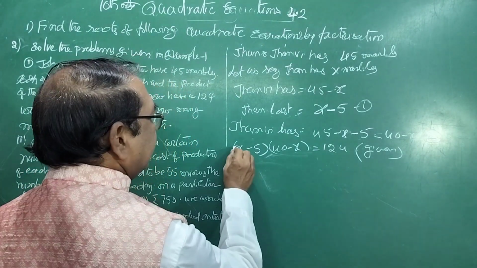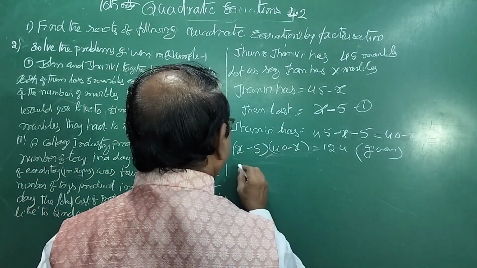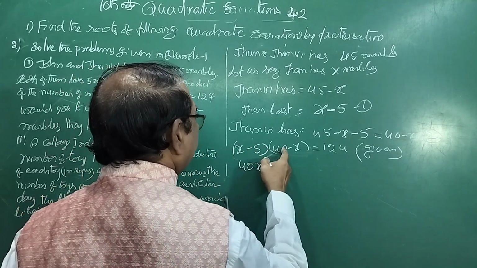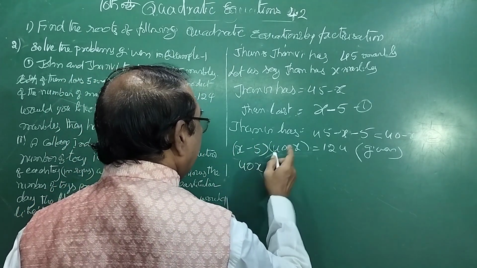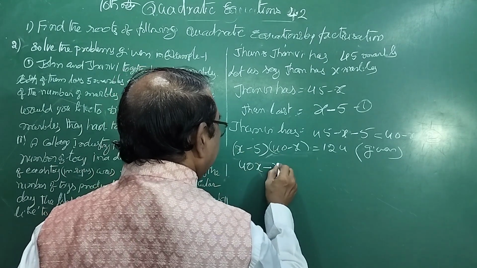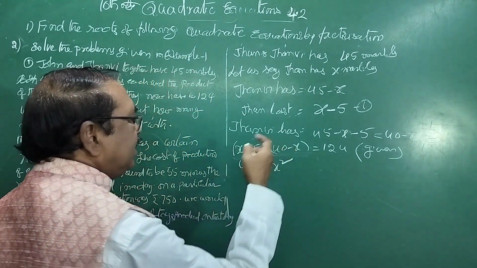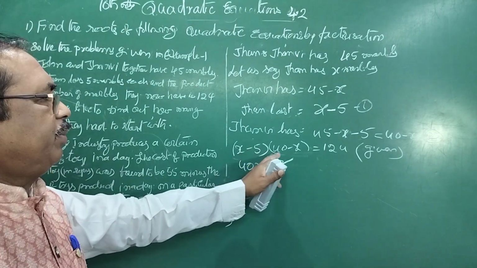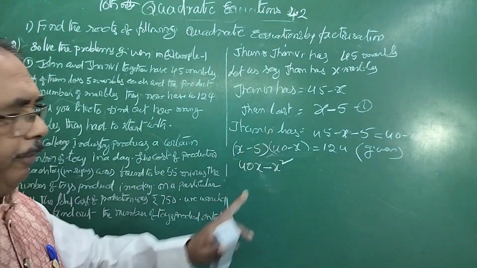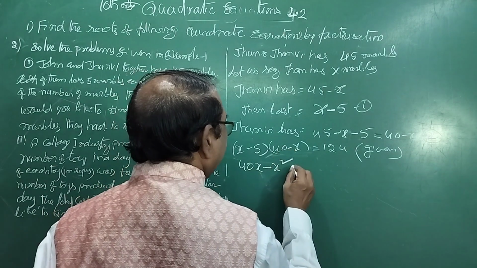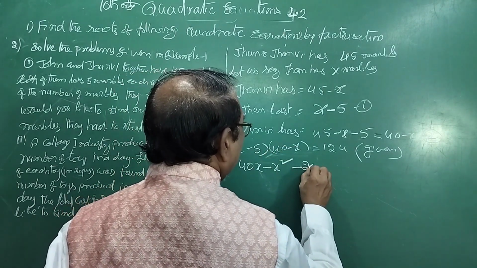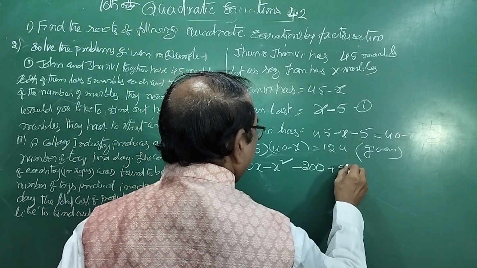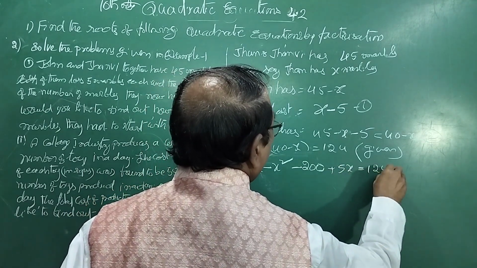Isn't it? Yes, x into 40 is 40x, x into minus x is minus x square. With x we multiply both. Next, minus 5 is there. Let us multiply this with minus 5. Minus 5 into 40 is minus 200, minus into minus is plus 5x, is equal to 124.